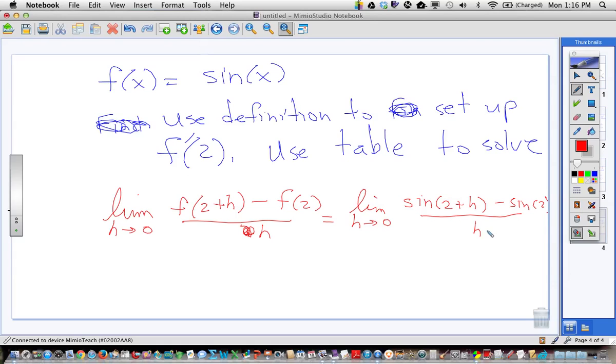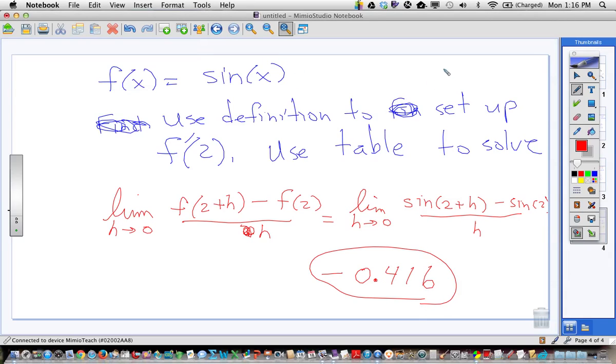But in a problem like this, I'd want to see your setup of your limit. Since you can't do any algebra to this limit, and we don't have a graph of this function, the only thing left is to do a table on our calculators. All right, what are you getting? Negative 0.416.